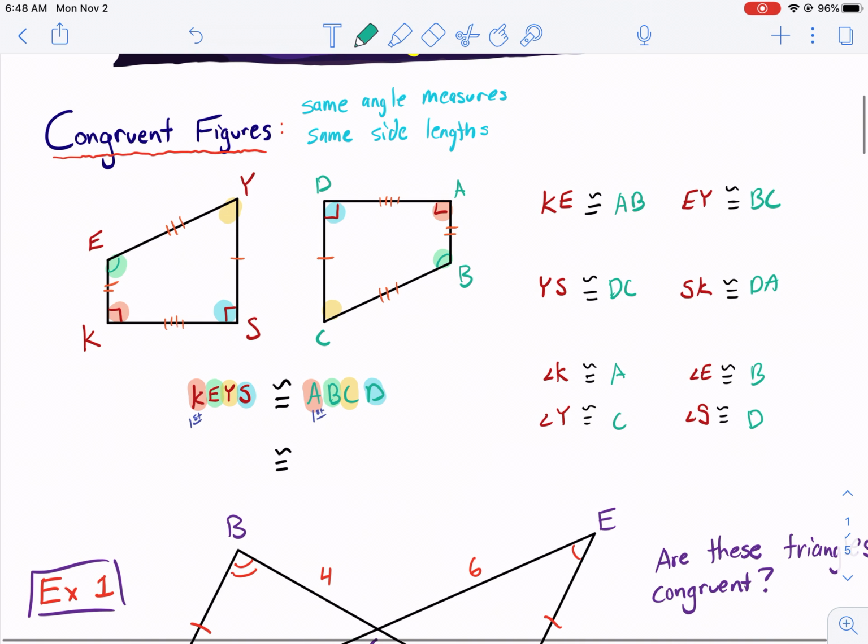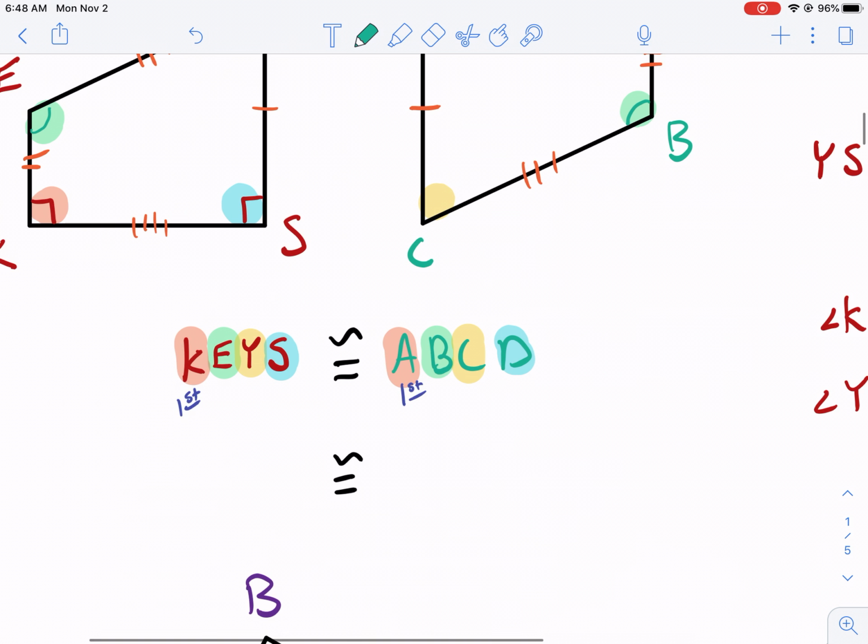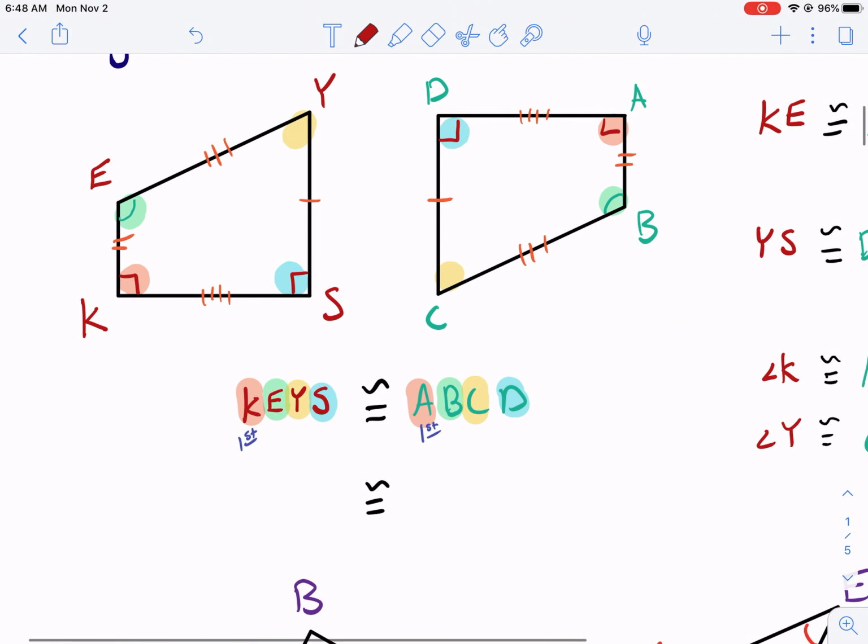Okay, now we could also say that KEYS, we could label it in a different way. So we could say SKEY. As long as we go in order, either clockwise or counterclockwise, we're fine. Okay, I chose to go just SKEY clockwise.